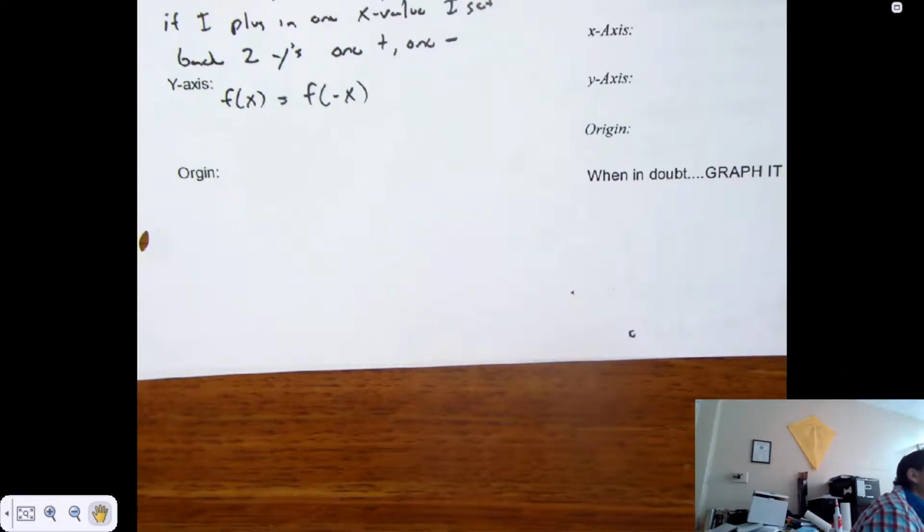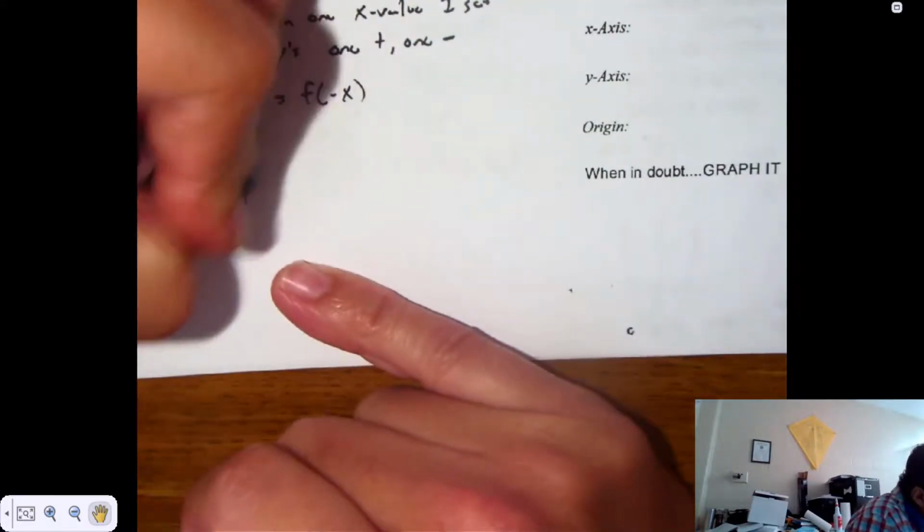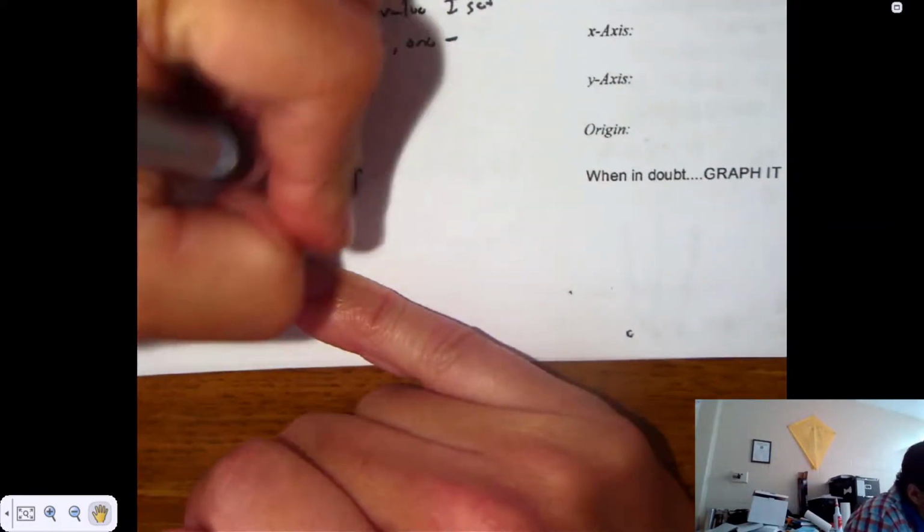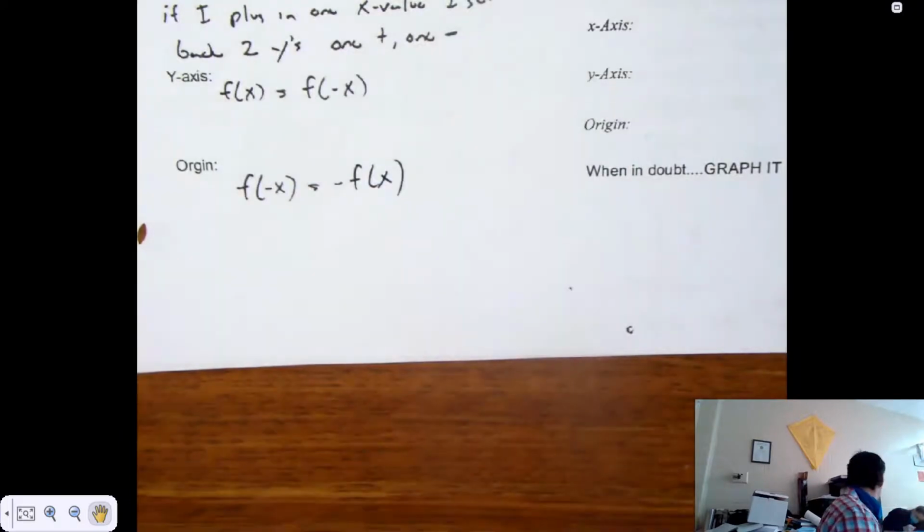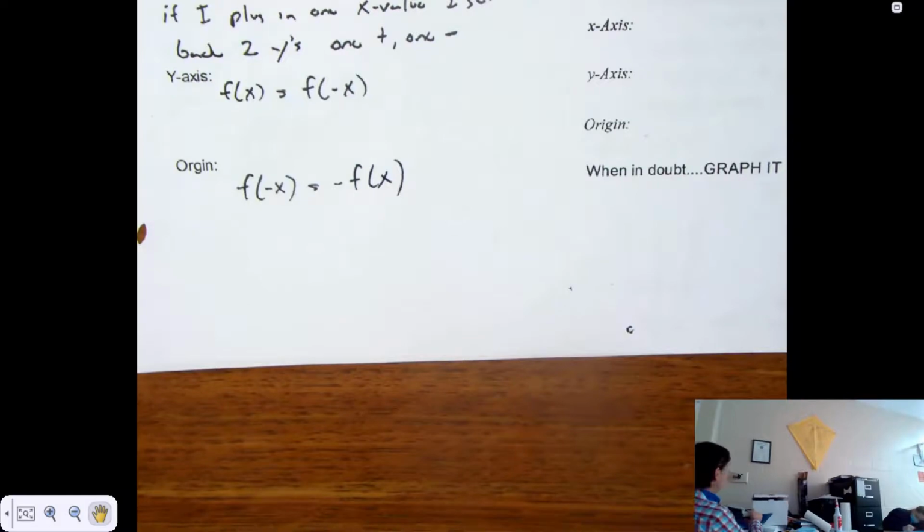The last one's origin. I'm having a moment here. I'm trying to remember the rule. Pretty sure it's f of negative x equals negative f of x. I'm actually going to check your book on that to make sure I'm right. Sometimes I'm wrong.